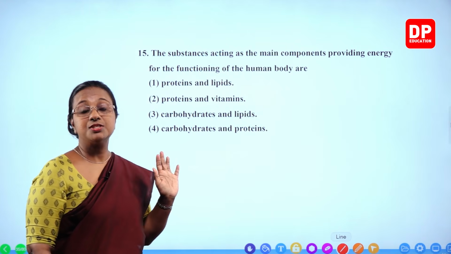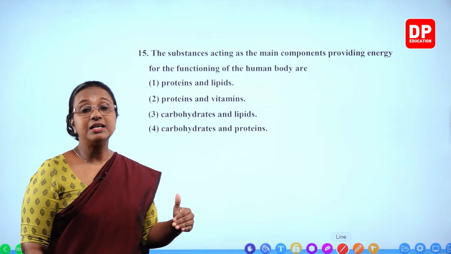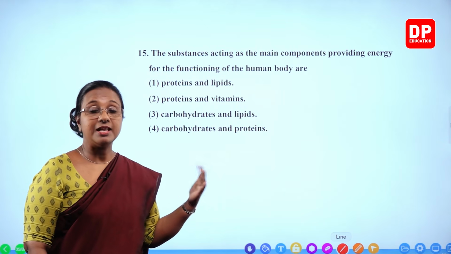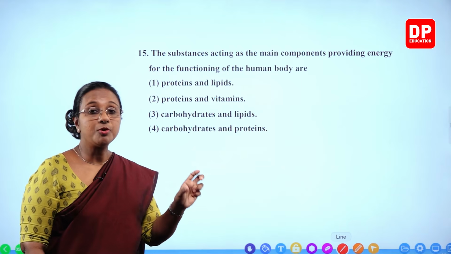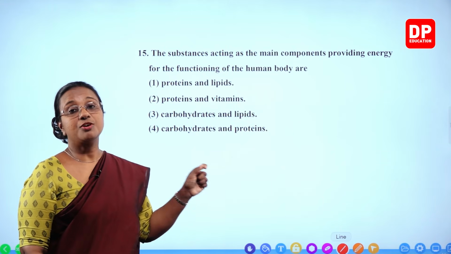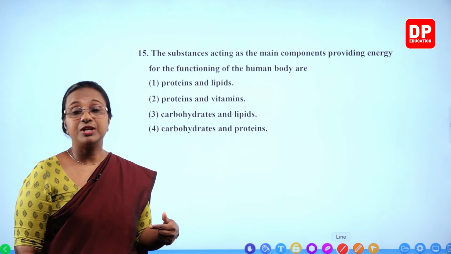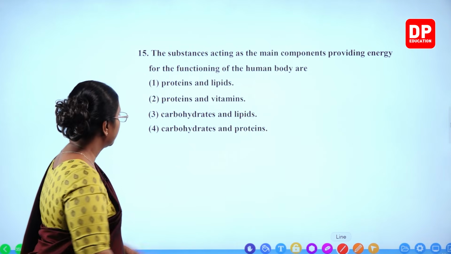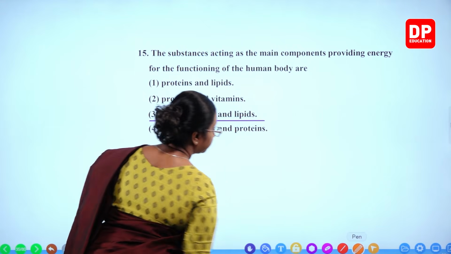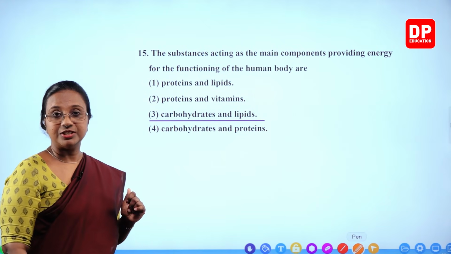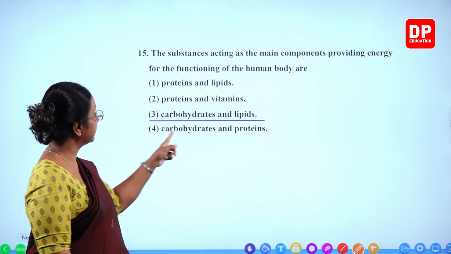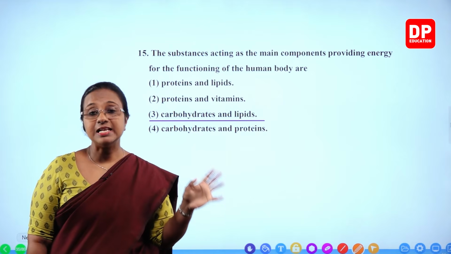Carbohydrates and proteins, no. Protein is the third level. So maximum energy is provided by lipids, then carbohydrates. But both carbohydrates and lipids are the main energy sources. In the absence of carbohydrates and lipids only, proteins act as the energy source. So the answer is carbohydrates and lipids. Is that clear, students? So then, students, you all know the answer for the 15th question. That is the third answer, carbohydrates and lipids.